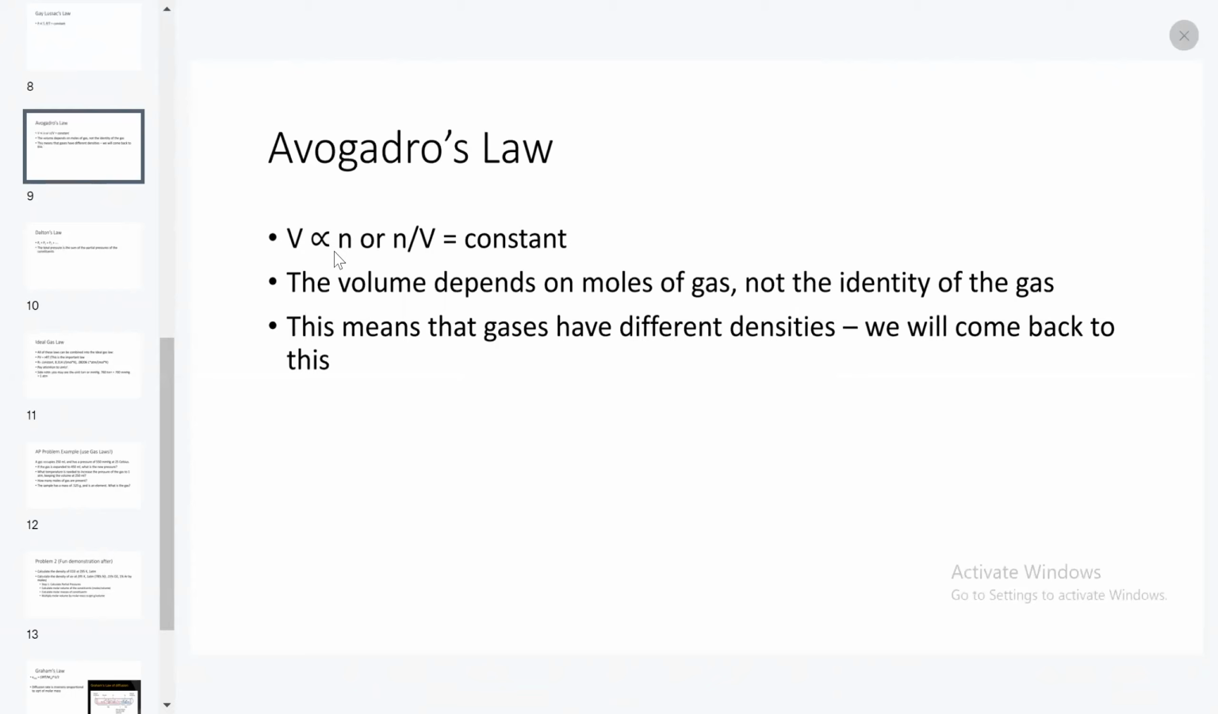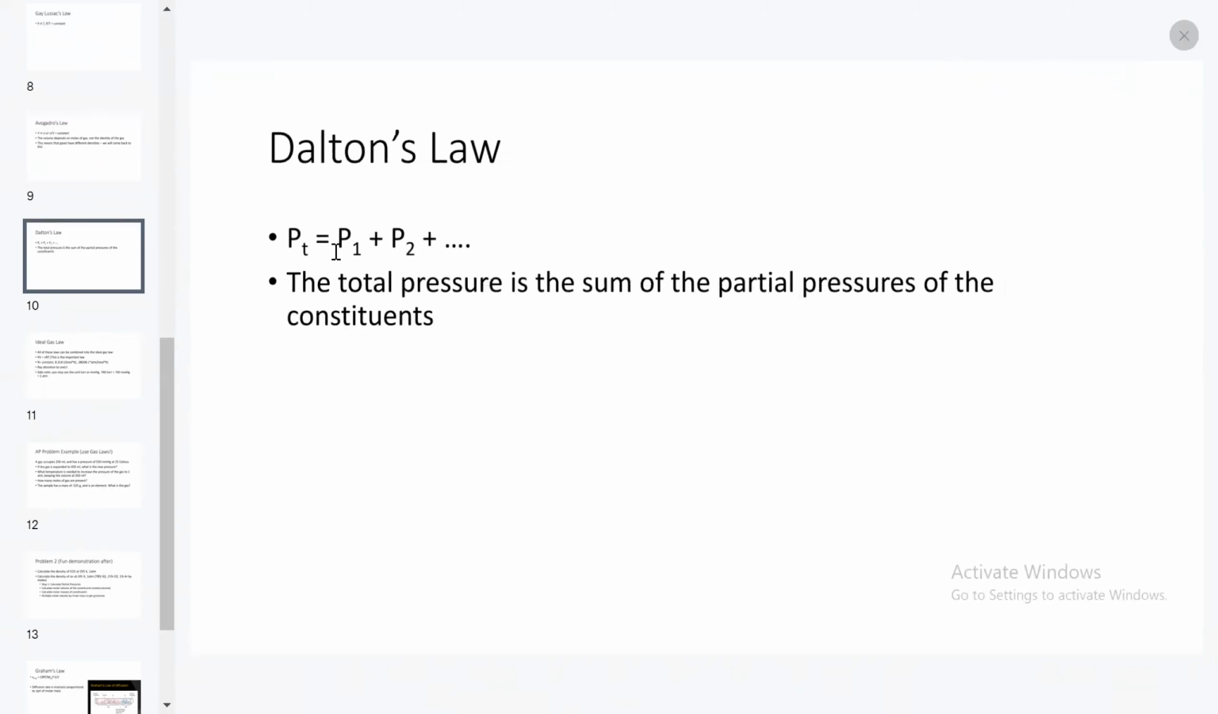So if I have a mole of oxygen gas and a mole of nitrogen gas, they have the same volume. If I have a mole of oxygen gas and a mole of argon gas, they have the same volume, okay? So assuming that the pressure and temperature are the same, the volume only depends on the number of moles of gas, not the identity. So this means that we can easily calculate the density of a gas, and we'll come back to this. And finally, I want to talk about Dalton's law.